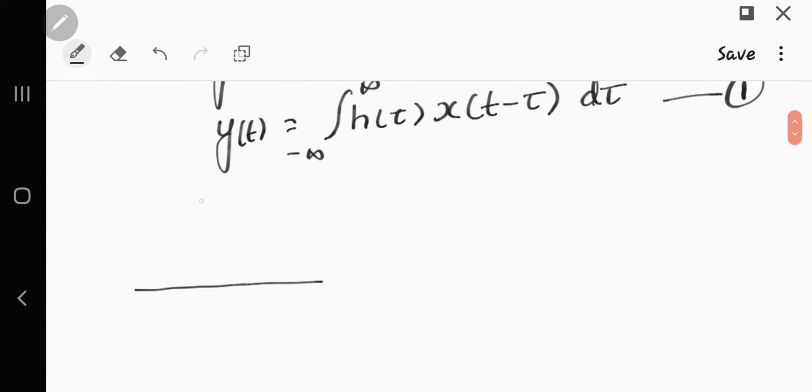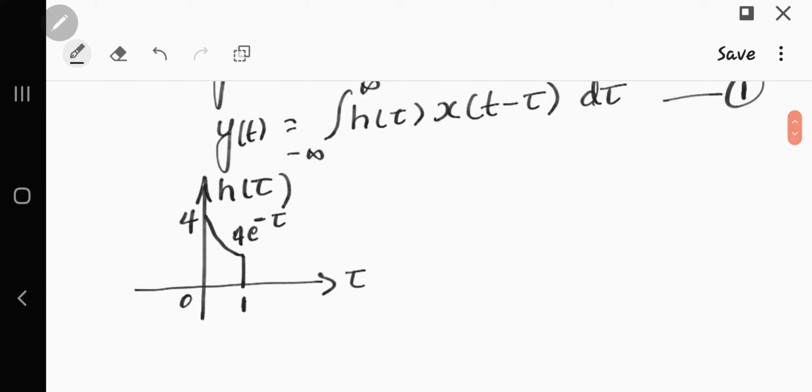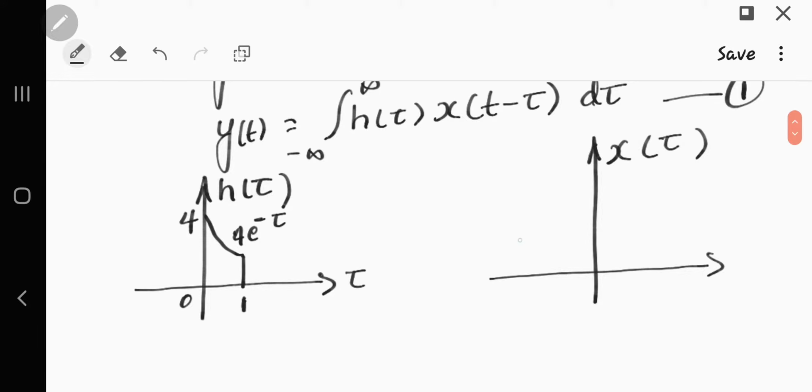So first I will plot h of tau. So this becomes 4 into e to the power of minus tau. The signal from here to here at any point, its value will be the same, 4 into e to the power of minus tau. Now coming to this signal, first I will plot x of tau. Signal varying from minus 2 to plus 2 with amplitude 1 here.